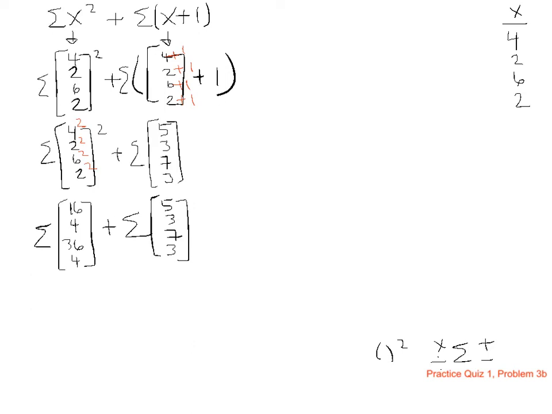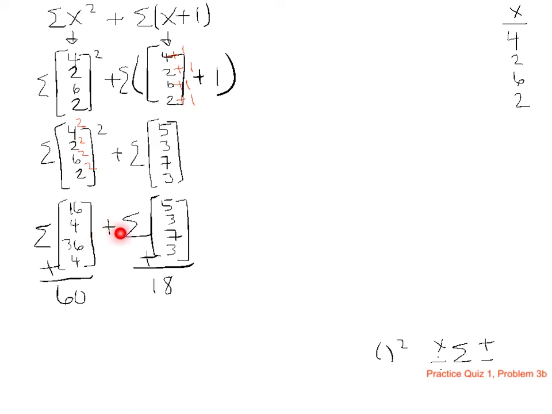Alright, my next operation would be multiplication or division, and we have none up here. After that comes summation, and we have 2 to do. We have one right here and another one there. So all we're doing is adding those lists of numbers. On my first list, 16 plus 4 plus 36 plus 4 comes out to 60. And on the other side, we have 5 plus 3 plus 7 plus 3, and that comes out to 18.